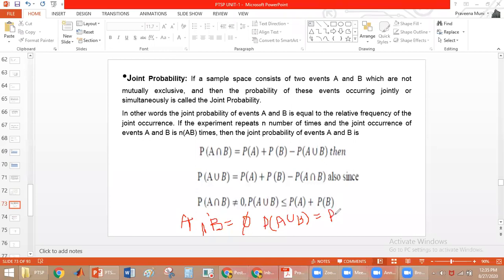It is equal to probability of A plus probability of B. Very good. So if two events are mutually exclusive, then probability of A union B will be equal to probability of A plus probability of B. Is it clear, students? Any doubts? Yes, here?